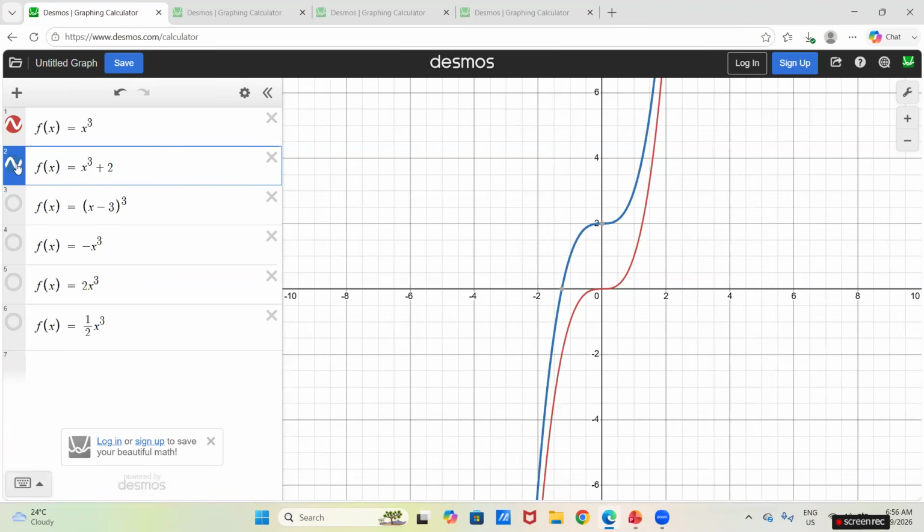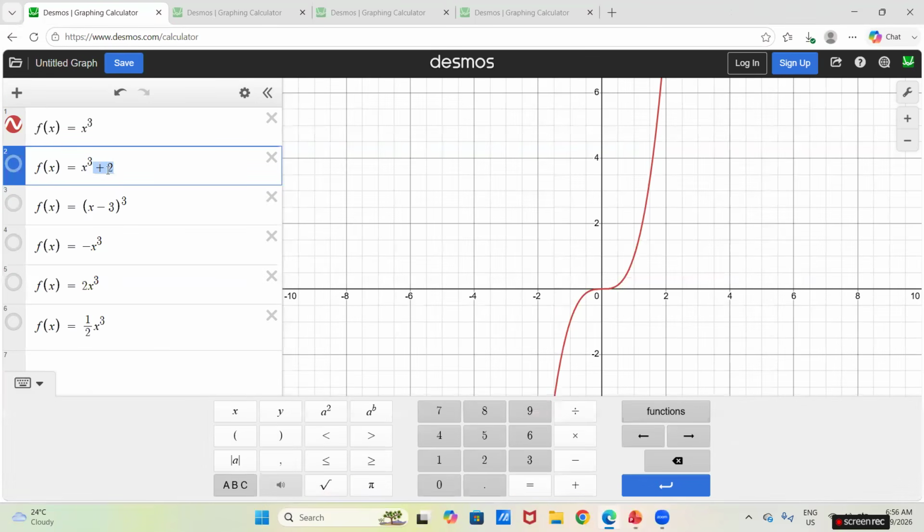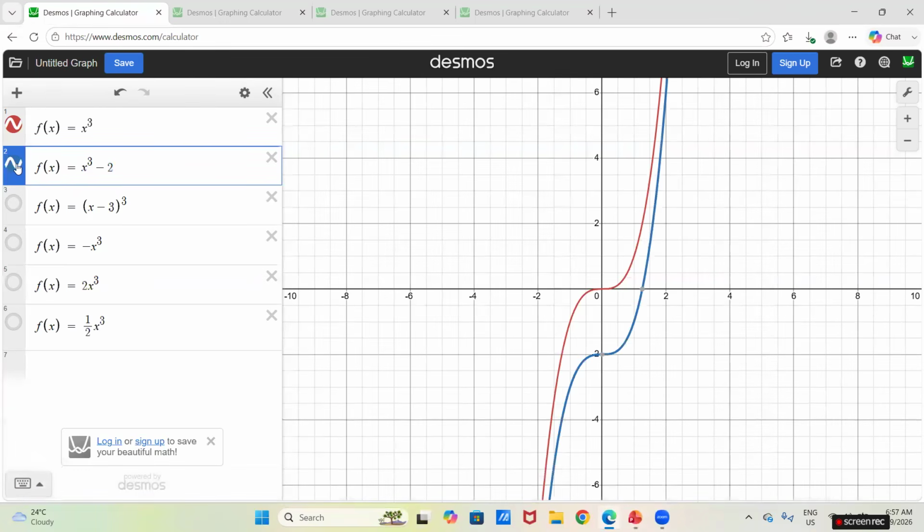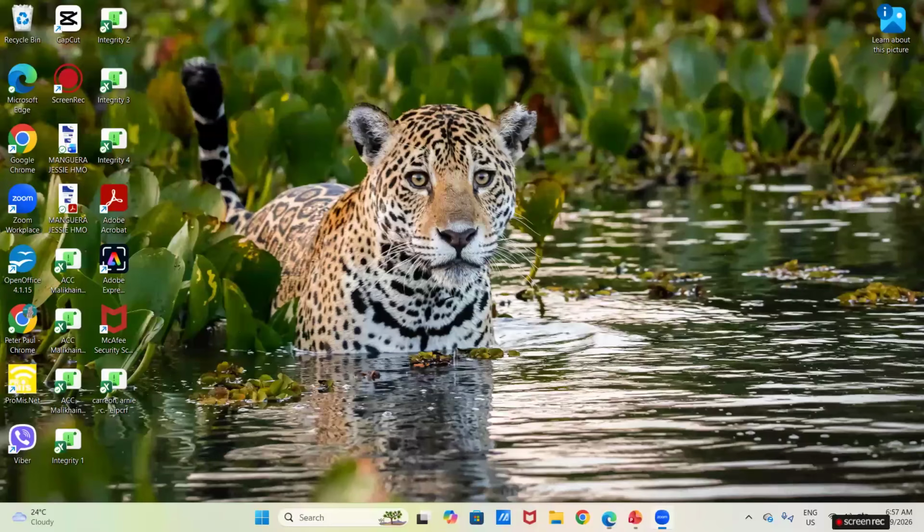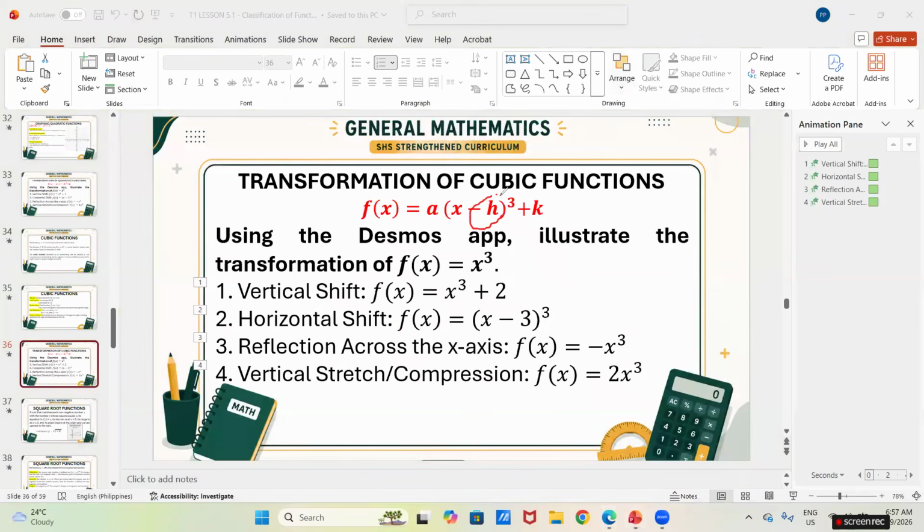It shifted 2 units up. Remember that for the k value, if I make this one negative, then it will shift 2 units down. But for the h value, the one that is near your x, the h value is a different one.